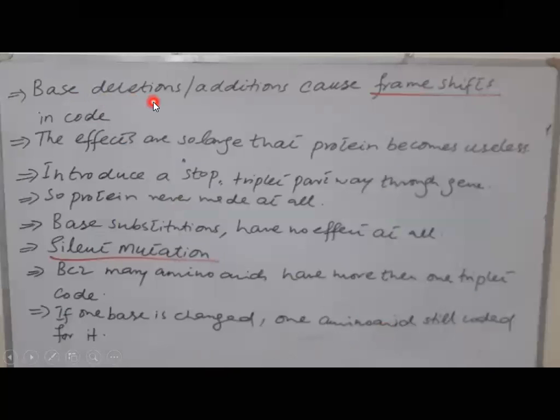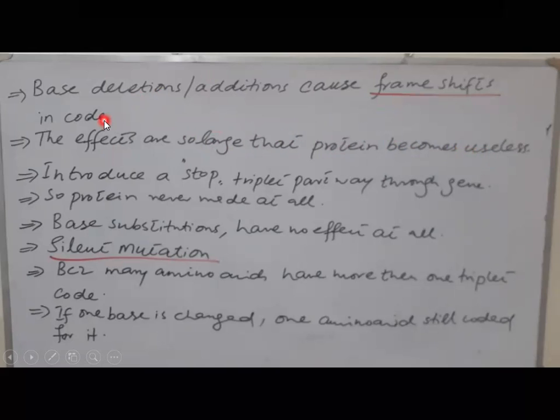Base deletions and additions cause frame shifts in the code. What are frame shifts? Their effects are so large that the protein becomes useless. For example, if bases are deleted or edited in the sequence, they will cause frame shifts, which means the effects are so large that the protein becomes useless or inactive.